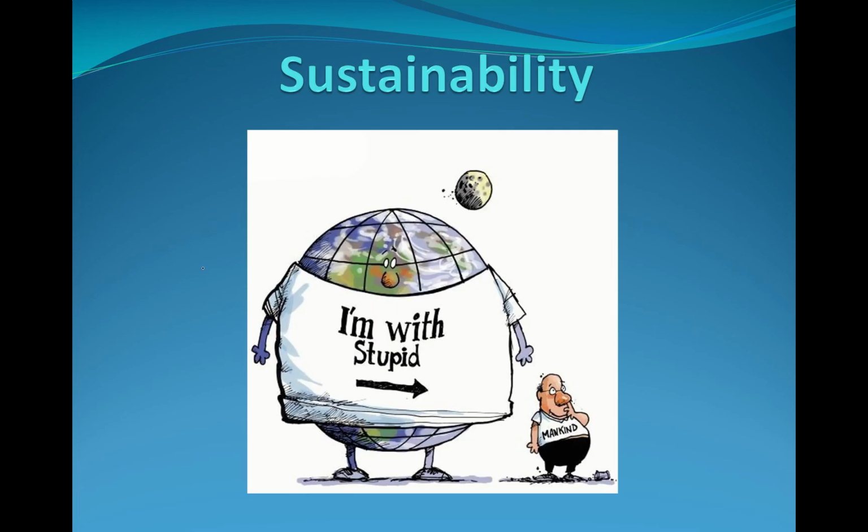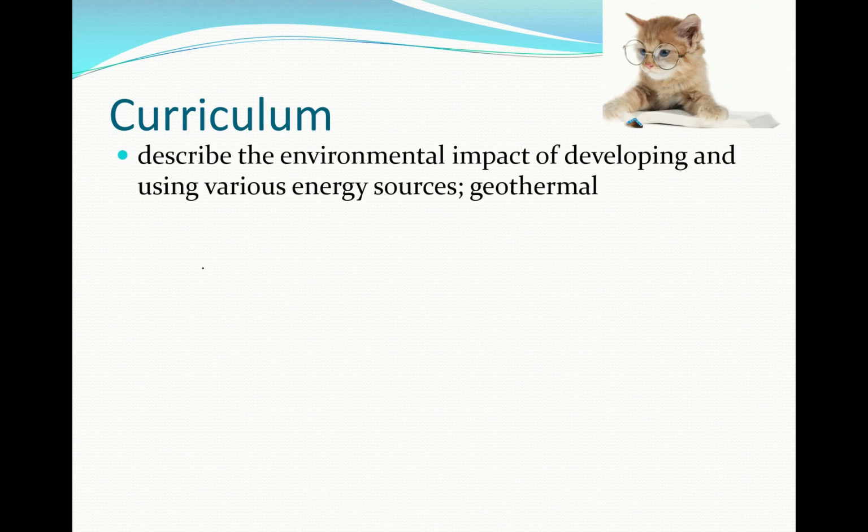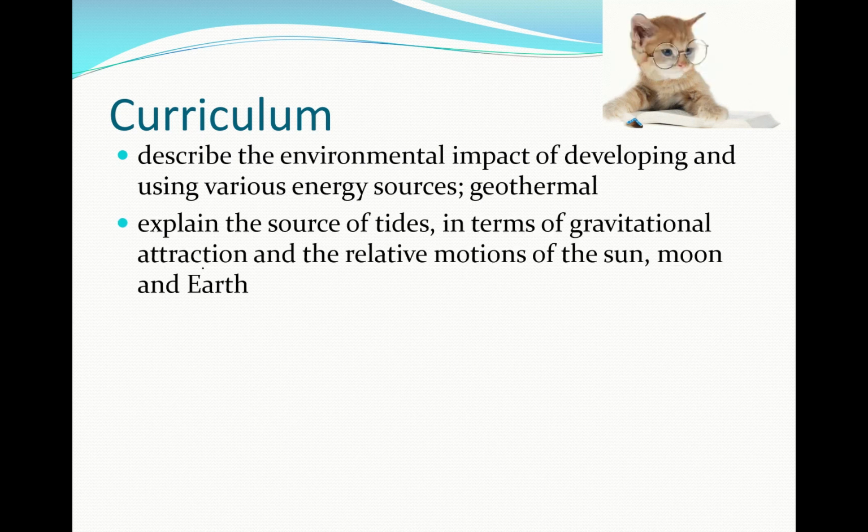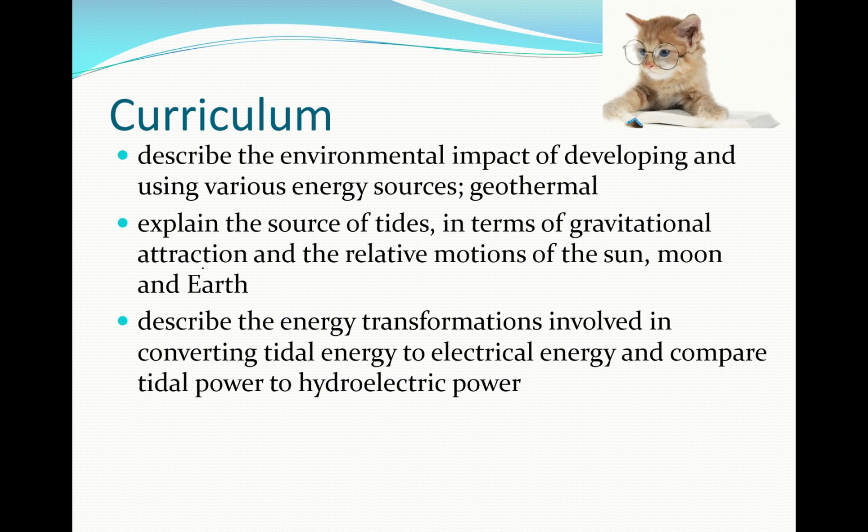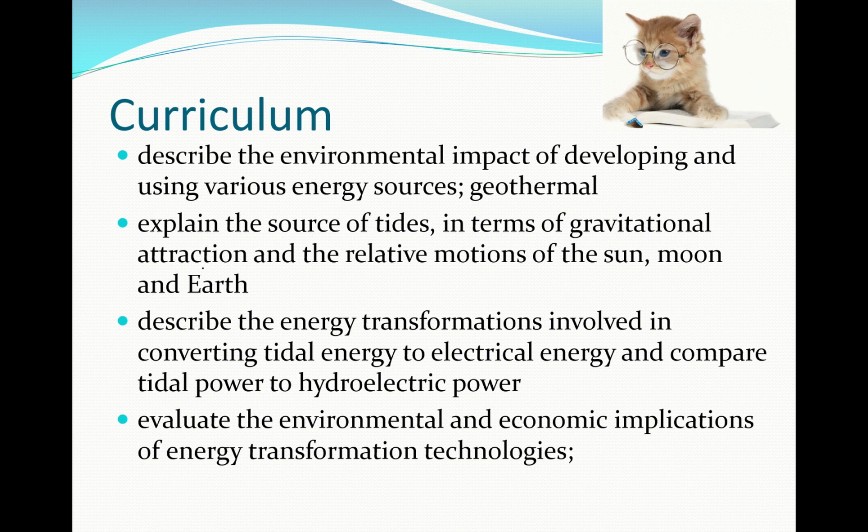That's it. Okay, so this will be a short lesson because that took a lot of time. So this is sustainability. So describe the environmental impact of developing and using various energy sources. So we're going to talk about geothermal today. Explain the source of the tides in terms of gravitational attraction between the moon, sun, and the earth. And describe energy transformations in tidal energy and hydroelectric. Evaluate the environmental and economic implications of energy transformation technologies.